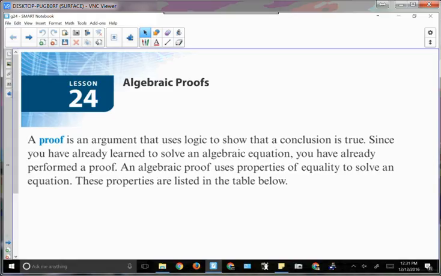Algebraic proofs. Well, a proof is simply, like it says, an argument that uses logic to show that a conclusion is true. I mean, you sit there and you think, well, you want to prove something, you have to have proof. Logic and arguments and statements that say, hey, this is true because of this, and this.